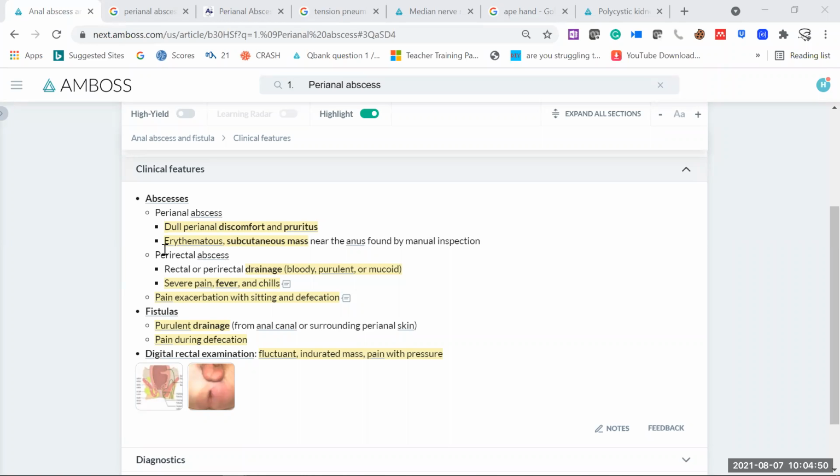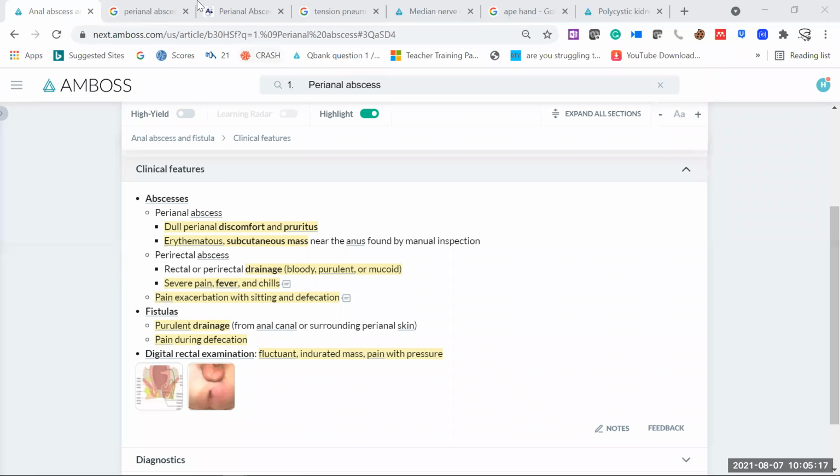What you're going to see exactly in the appearance of this abscess is erythema. It must be a red fluctuant subcutaneous mass near the anus, found by manual inspection. Once you do the manual examination, you place your hand, and you will feel a subcutaneous mass just around the anal area, the anal opening. That is called perianal abscess.